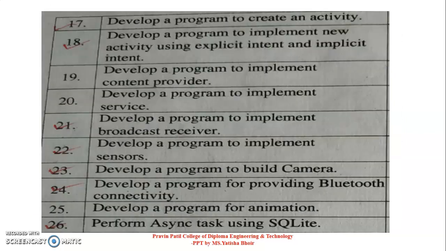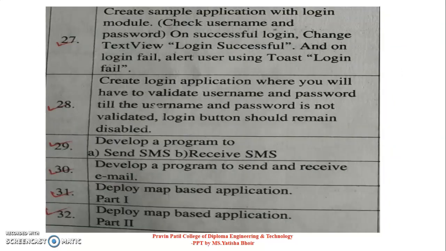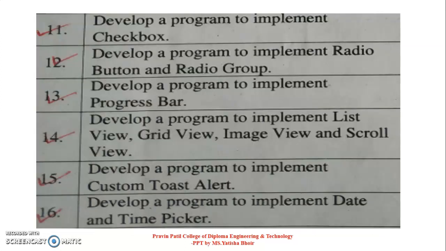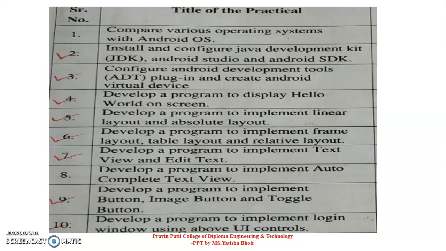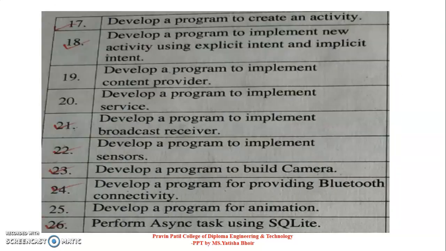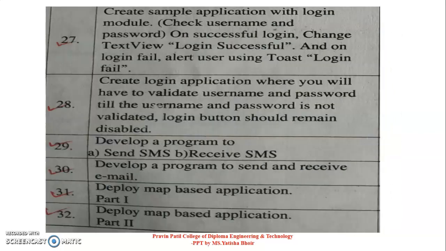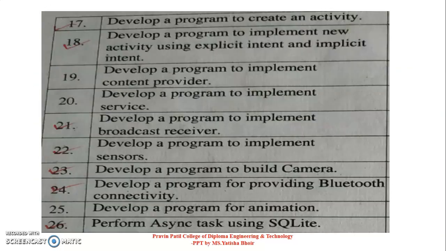Now here, the practicals which are red marked, we will perform those practicals. Okay, so there are a total of 32, but we will perform only 27 practicals. Practical number 1, practical number 8, then 19, 20 and 25, these 5 practicals we will not perform. So there are only 27 practicals in the syllabus.